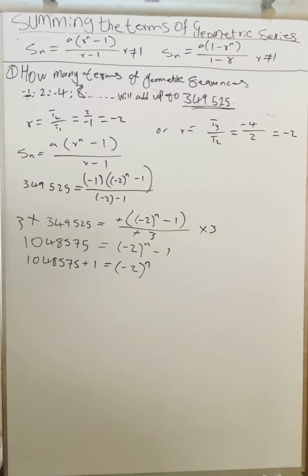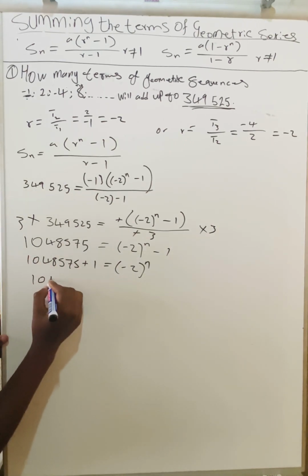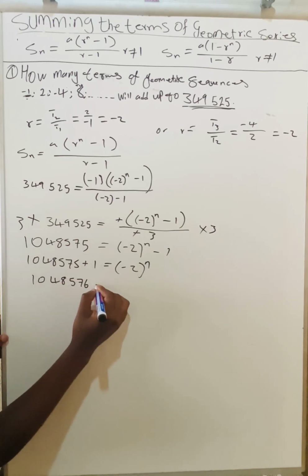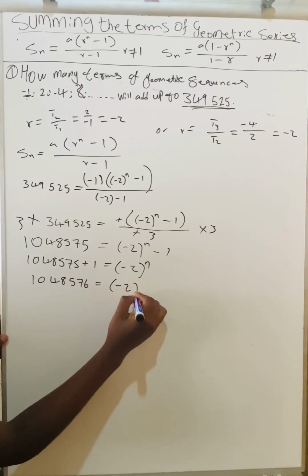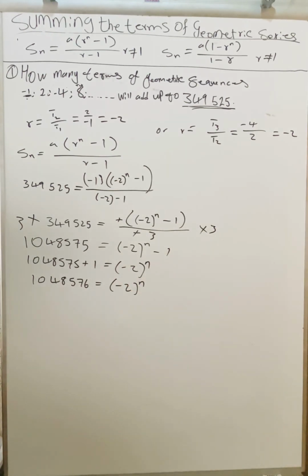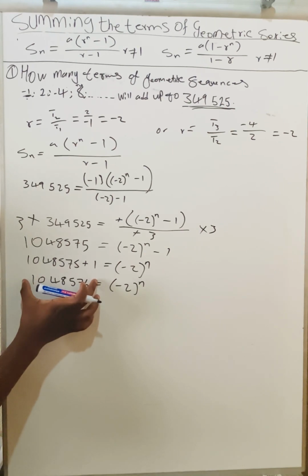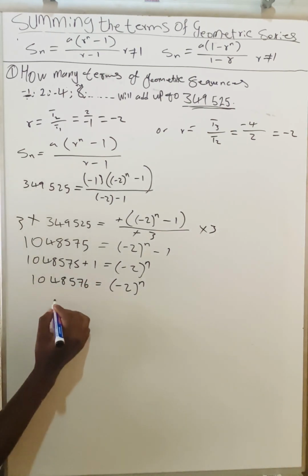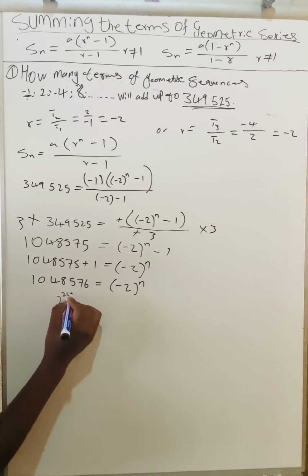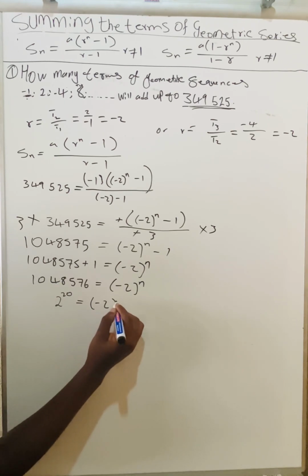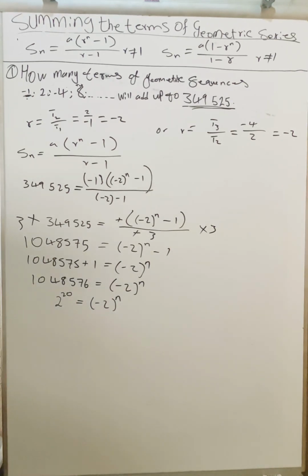From here, it's just a matter of addition. You add this one, it will be 10485076, which is equal to (negative 2)^n. From here, you want to change this into the form of exponents. You will find 2 to the power 20 is equal to (negative 2) to the power n. From here, you are not done.